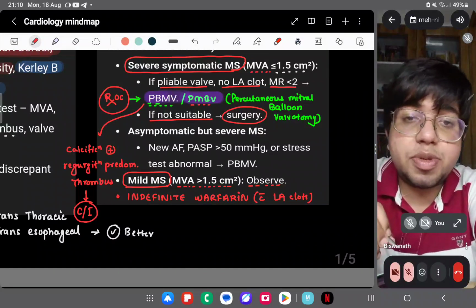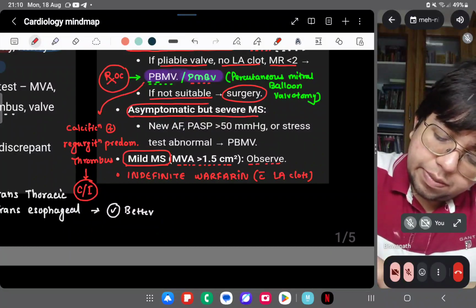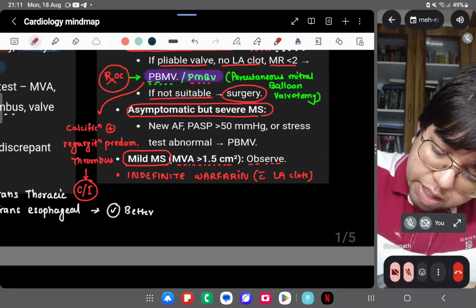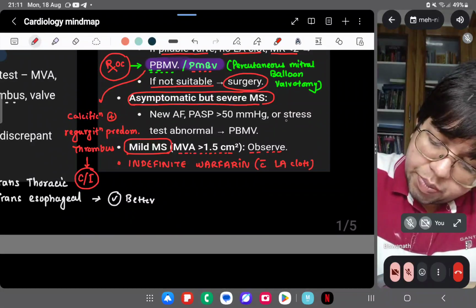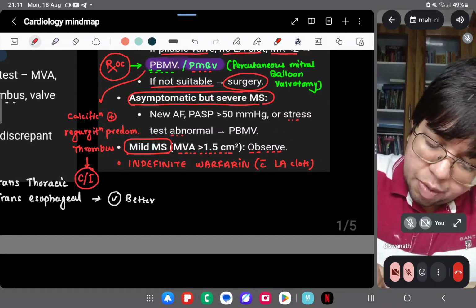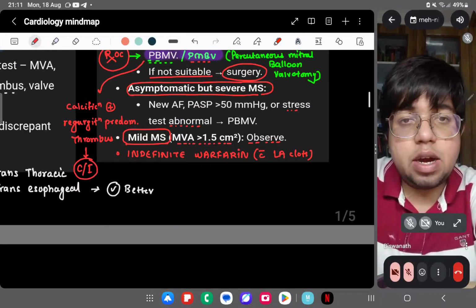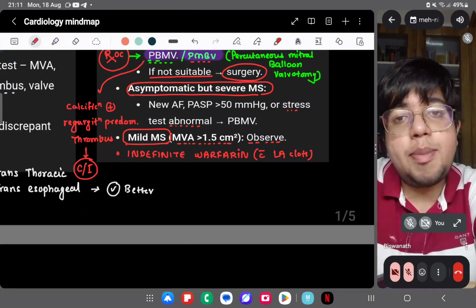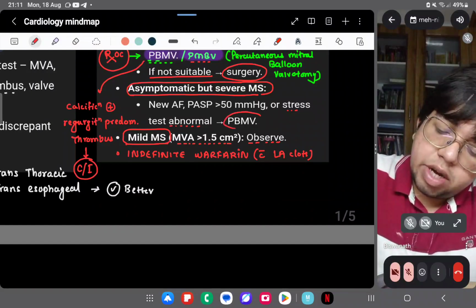Surgery can be an option. Asymptomatic but severe MS. If there is an abnormal stress test, low dobutamine stress test we do, but there is not much role here. But it held a good amount of importance in aortic regurgitation. But you have to do PBMV.